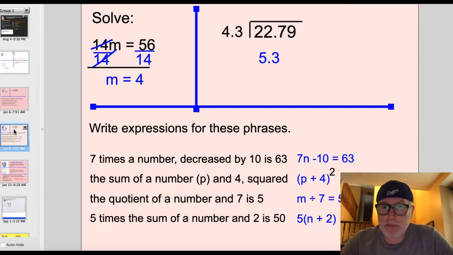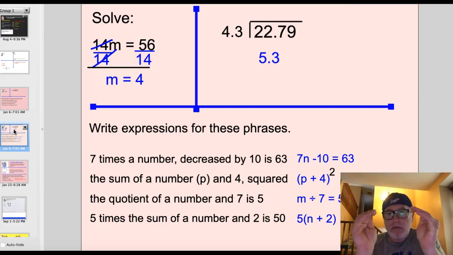7 times the number decreased by 10 is 63. That's 7n minus 10 equals 63. The sum of a number p and 4 squared. There's the sum of the number p and 4 in parentheses, and you square the whole thing. The quotient of a number m and 7 is 5. That would be m divided by 7 is 5. 5 times the sum of a number and 2. So that's 5 times the sum of a number and 2.